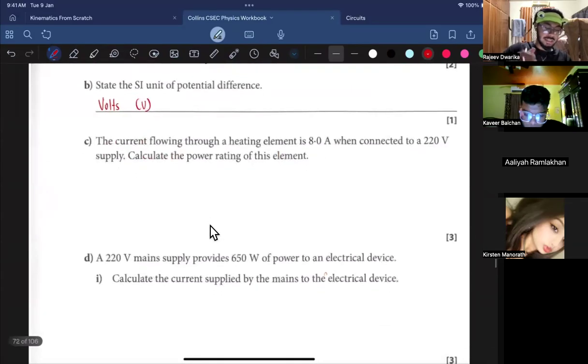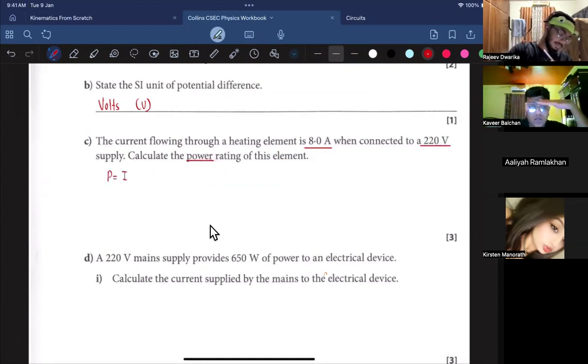The current flowing through a heating element is 8 amps. So Aliyah, tell me, what's the formula you would use if they give you current and voltage, and you need to find power? P is equal to IV. Right. So the current here is 8 amps. The voltage is 220. So 8 by 220 is 1,760, is it?